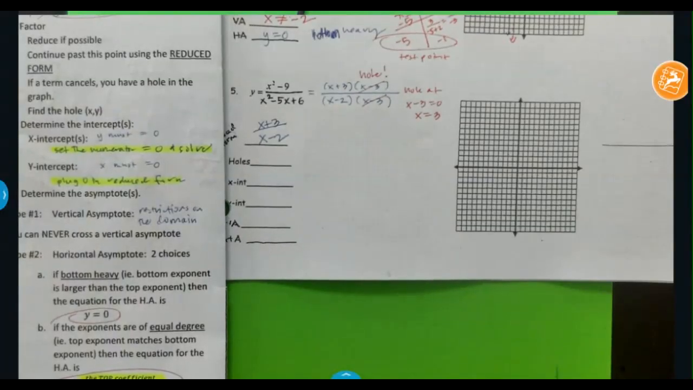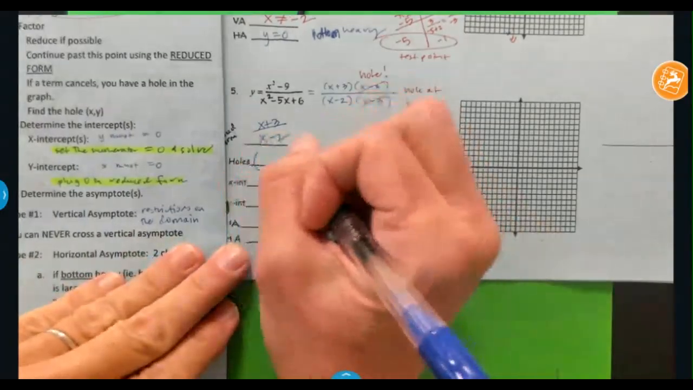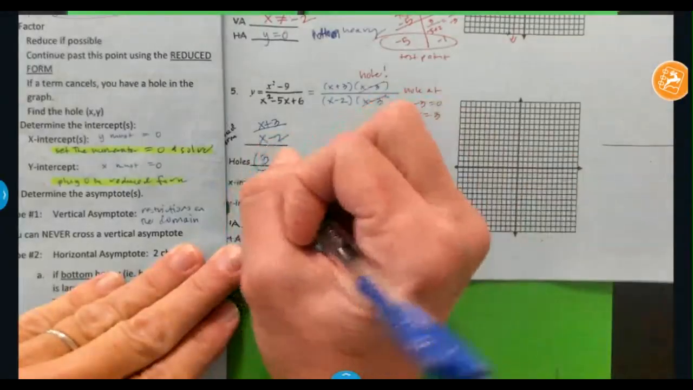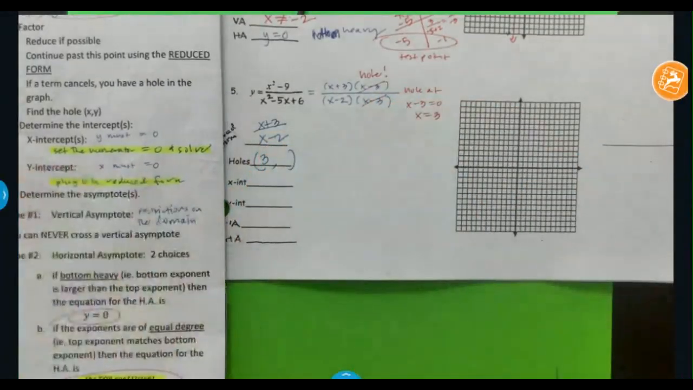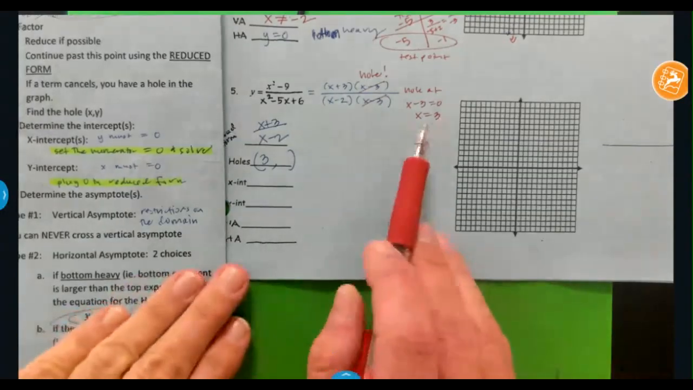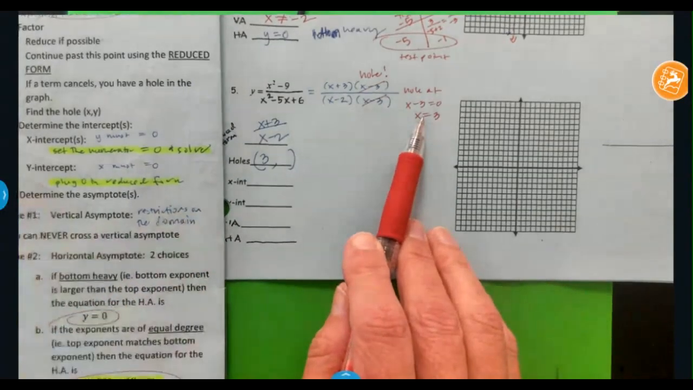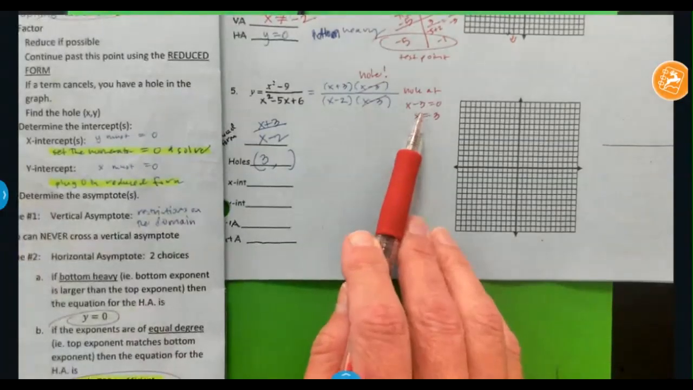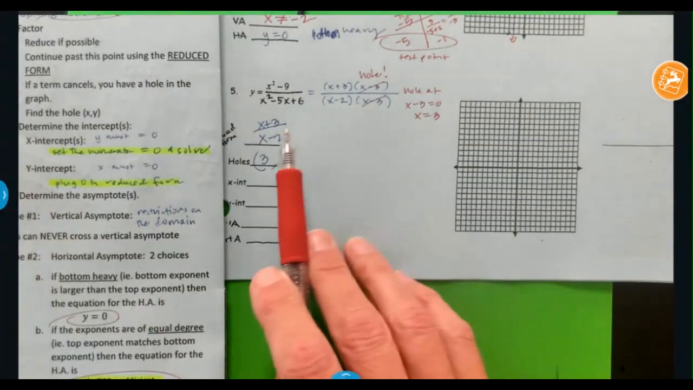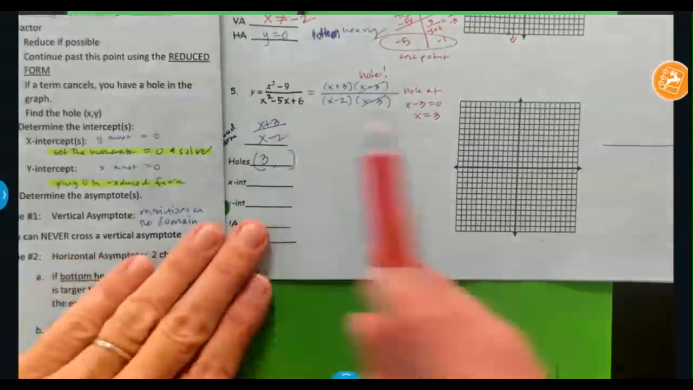Now, you've got to find the y coordinate of the hole. The hole is an xy coordinate. So we know that x is 3 because that's where the hole occurred. Where do you think you're going to plug in to get the y coordinate? No, we know the hole is at 3. We just got to find out what y is at 3. So where are we going to plug that 3 in? Yeah, right here in reduced form.